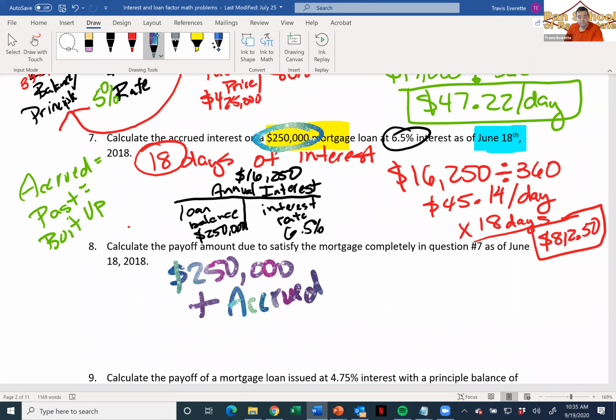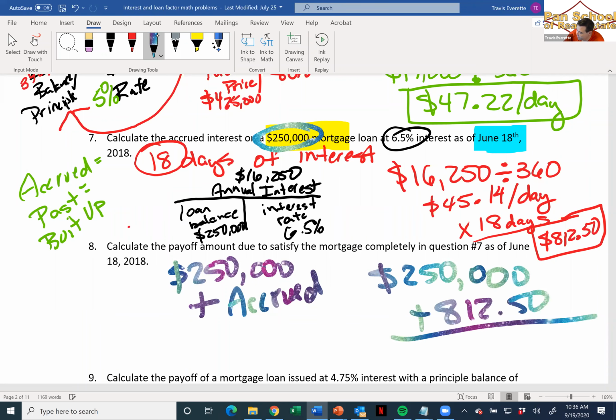Yes. So how do we do number 8? Real simple. What's it going to look like? We add the $250,000 plus the interest. And so the payoff on that loan, this pen is weird, by the way, this multicolor, sparkly. I don't know about all this. But the payoff on that loan is going to be $250,812.50.